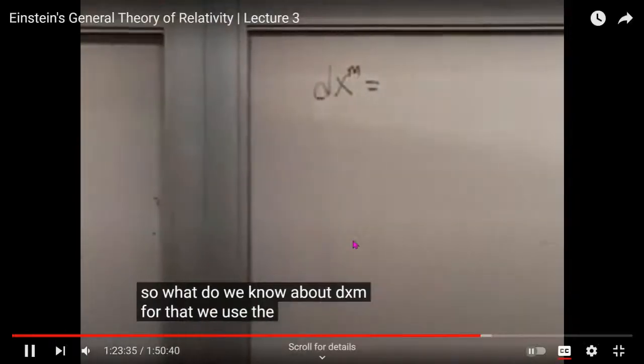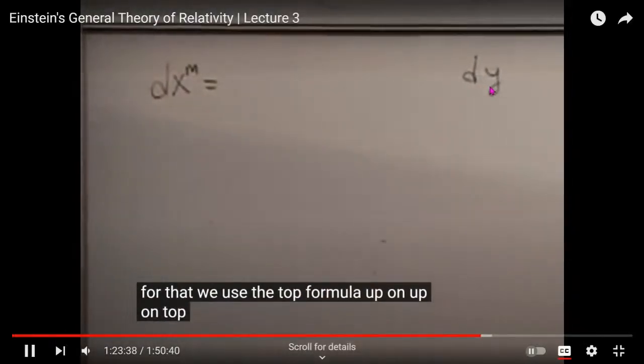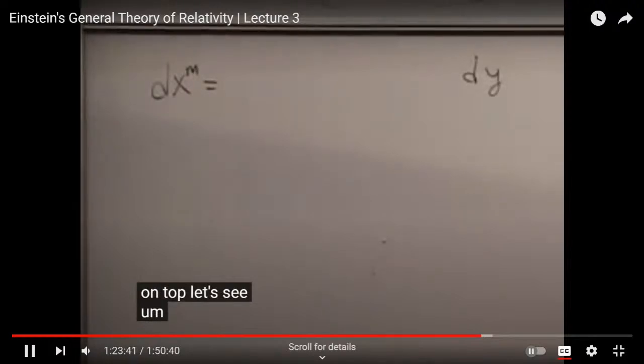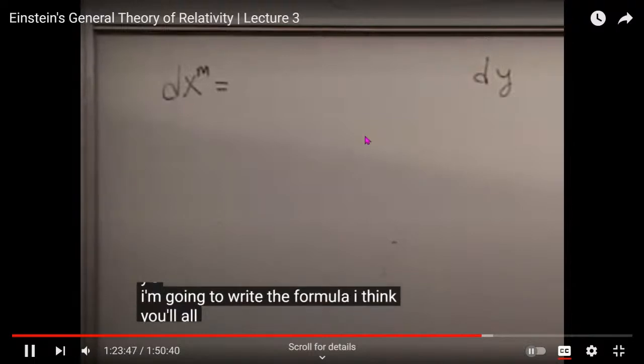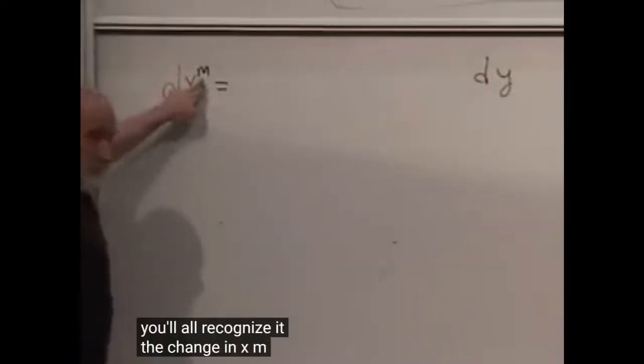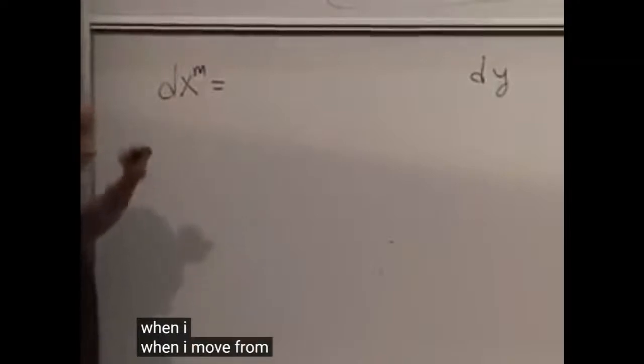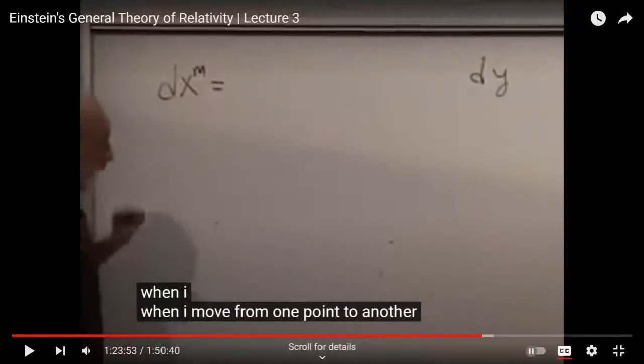For that, we use the top formula up on top, except with x's replacing y's. All right, I'm going to write the formula. I think you'll all recognize it. Please, the change in xm when I move from one point to another. Okay, so it's partial. The change in xm in terms of y. Well, it's how xm changes. It's the partial of xm, but which y?